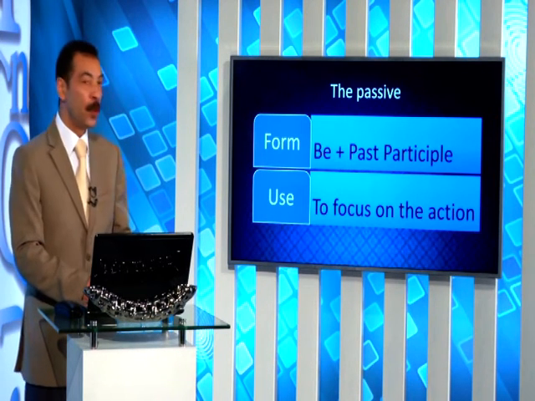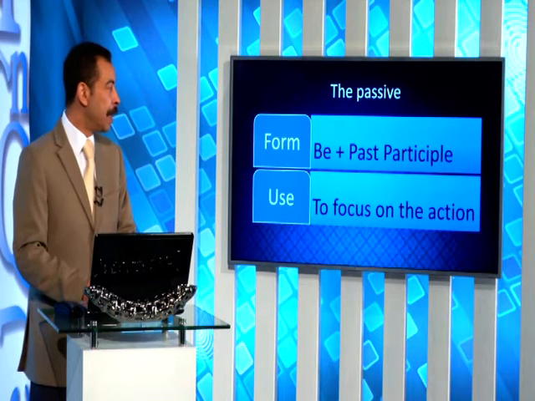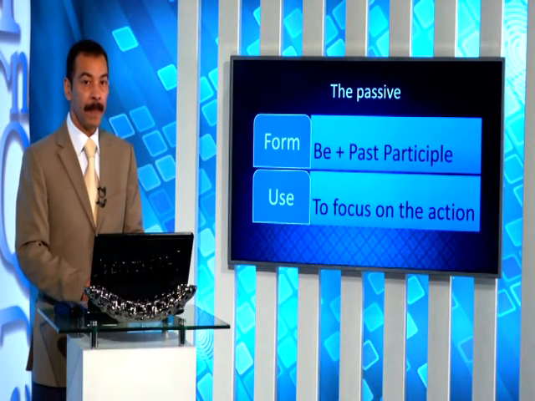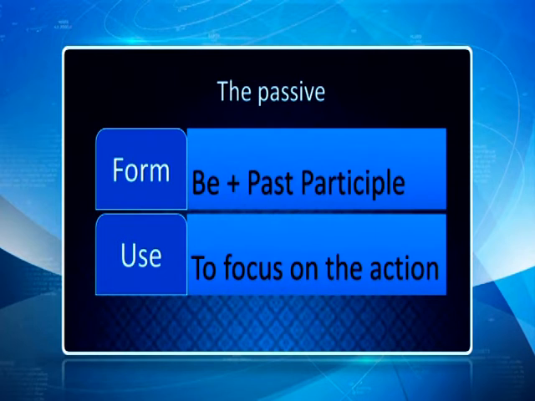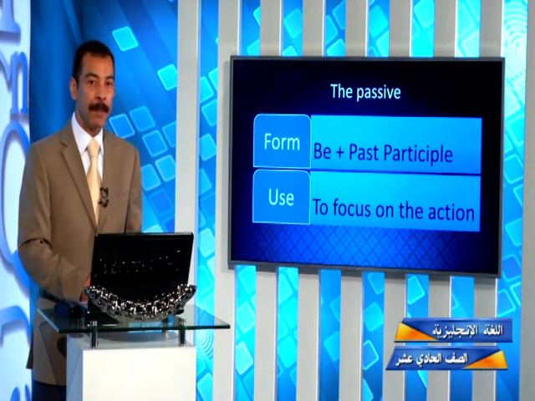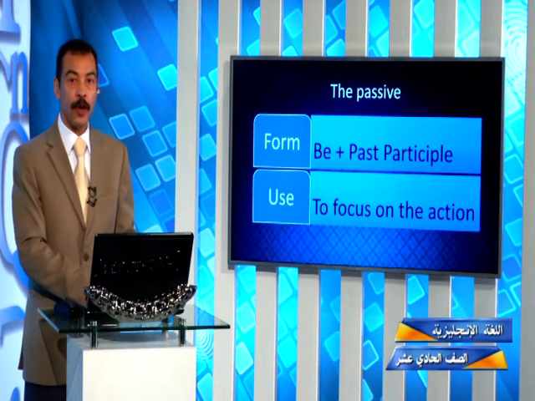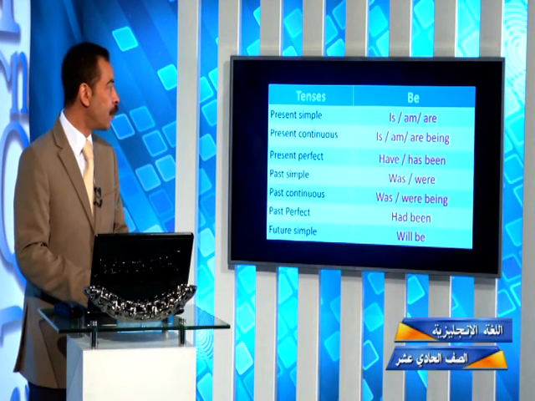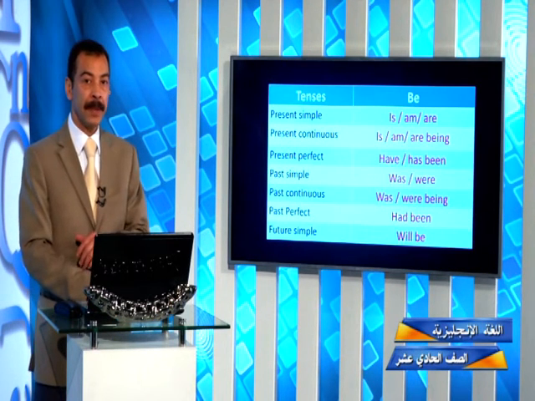Concerning the form, we use the verb to be plus past participle. And as its use, we use it to focus on the action. Sometimes we need to focus on the action itself, not on the person or the thing that did it. This is why we use the passive. Now let's look at the form. We have the verb to be plus past participle.